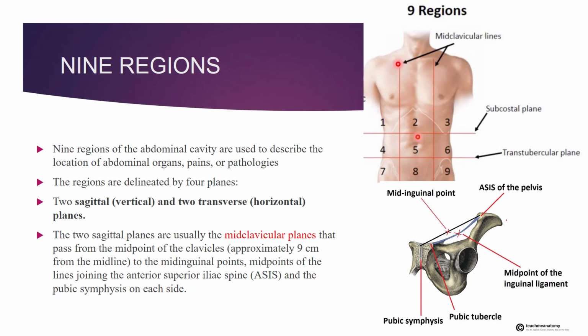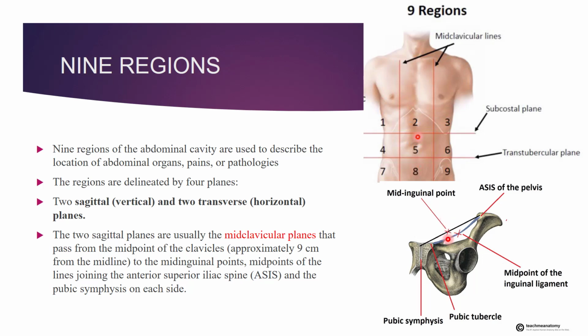This line passes from the middle of the clavicle to the mid-inguinal point. See here, this is the mid-inguinal point. The mid-inguinal point is a point in between the midpoints of the lines joining the anterior superior iliac spine and the pubic symphysis. So we will draw one line in between the anterior superior iliac spine and the pubic symphysis. The midpoint of this line is the mid-inguinal point.